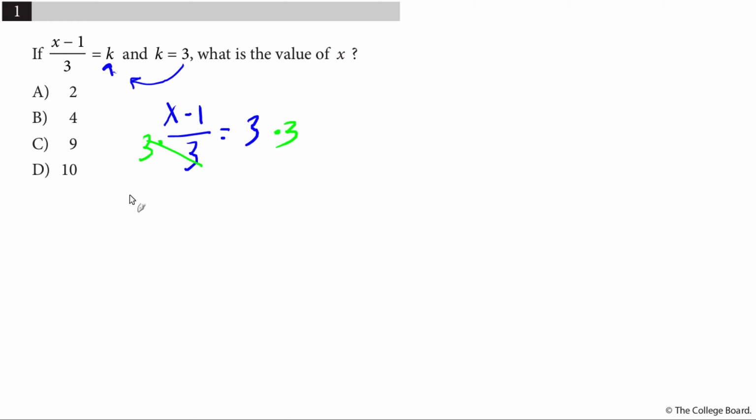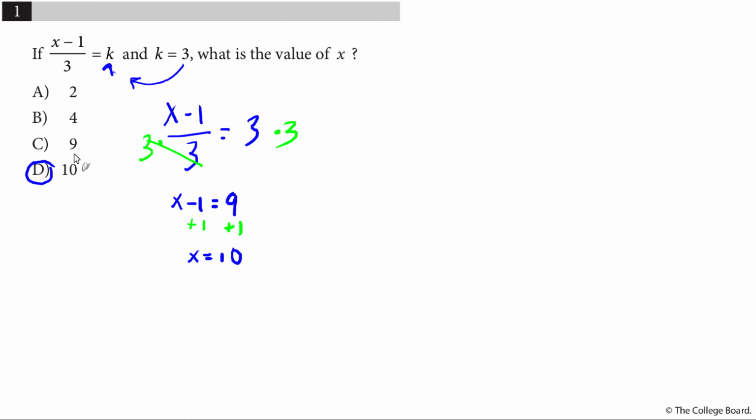So those cancel out. That leaves me with x minus 1 is equal to 9. And then I can add 1 to both sides. And from that, I get x is equal to 10. D.